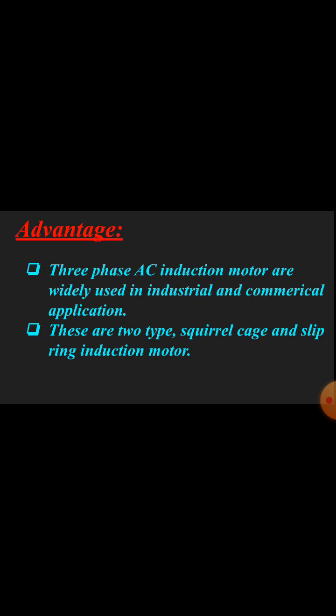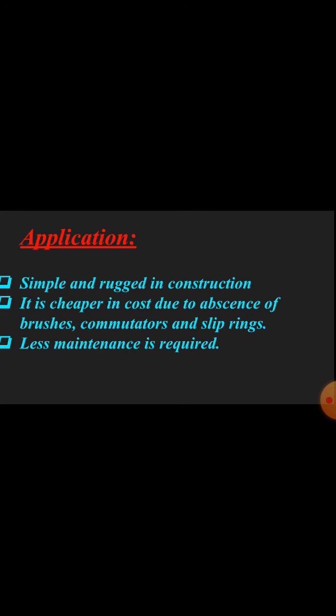Advantage. What is the advantage of the three-phase induction motor? Three-phase induction motors are widely used in industrial and commercial applications. These are of two types: squirrel cage and slip ring induction motors. They are simple and rugged in construction. They are cheaper in cost due to the absence of brushes, commutators and slip rings. Less maintenance is required. Thank you guys.